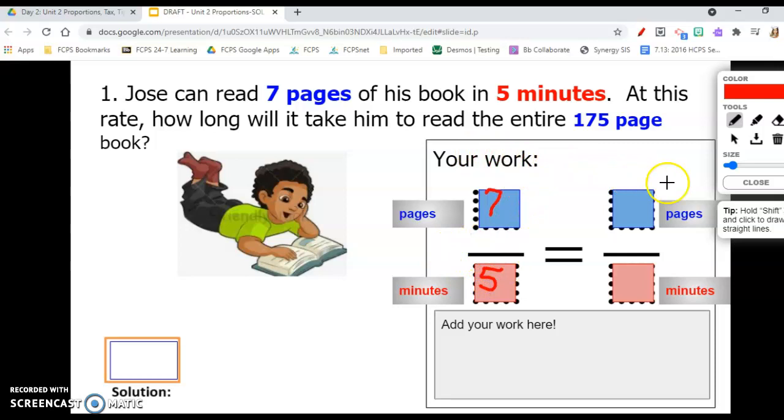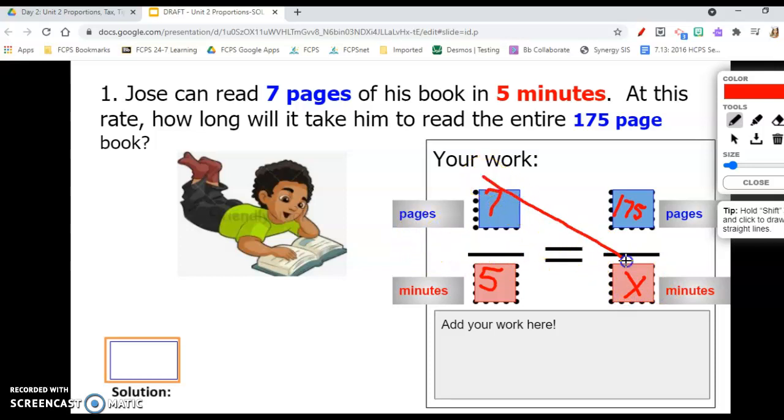And at this rate, how long will it take him to read the entire 175-page book? I'm going to fill in my other box. Note the labels. Make sure we set up our units correctly and write our numbers to the matching units. We're talking about pages on both numerators of these ratios. We don't know how long it'll take him to read the 175-page book.